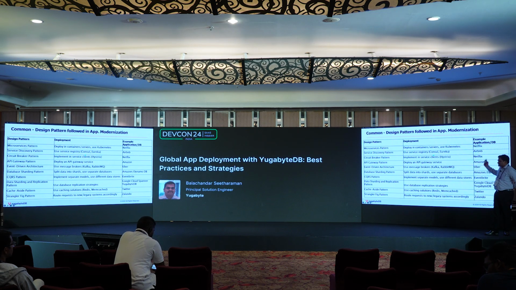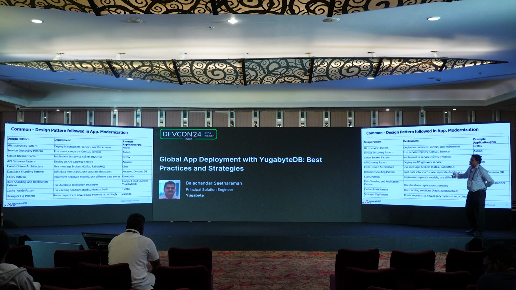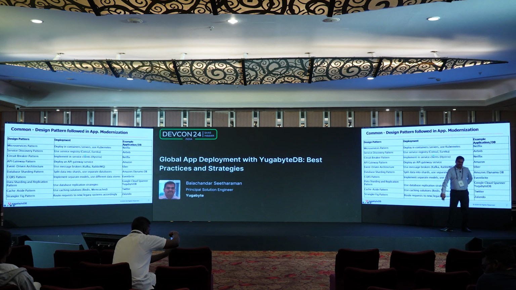There are many applications. I didn't put them all because of the space, but I just took who may be the first person started using it, or who may be the first person doing it. So here you can see YugabyteDB also falls into one of the patterns called data sharding and replication pattern, right?